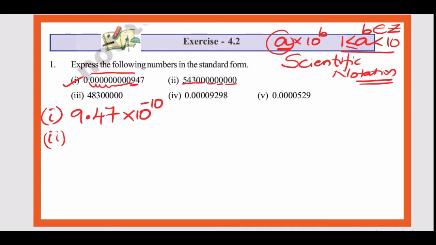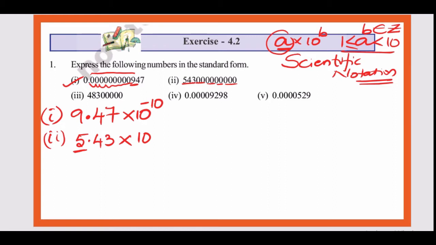Here we can't directly take 543, right? So I can write it as 5.43, because this 5 is a number which lies in between. This 5.43 is the number which lies between 1 and 10, right? Into, since I have taken the decimal point after 5, how many digits are there? First you count them and write here. 10 power, so how many decimals are there? Already we have counted the number of zeros.